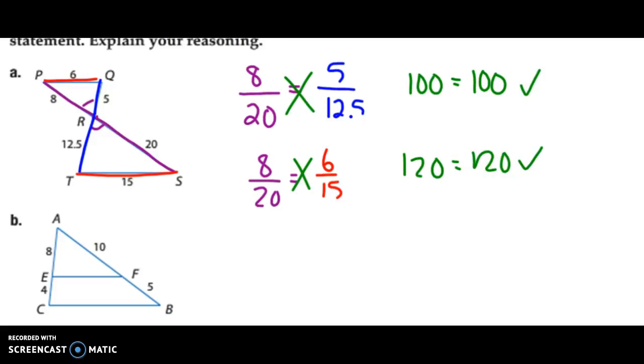So are these triangles similar? They are. So I could write the similarity statement as triangle RPQ is similar to triangle RST. Very good.